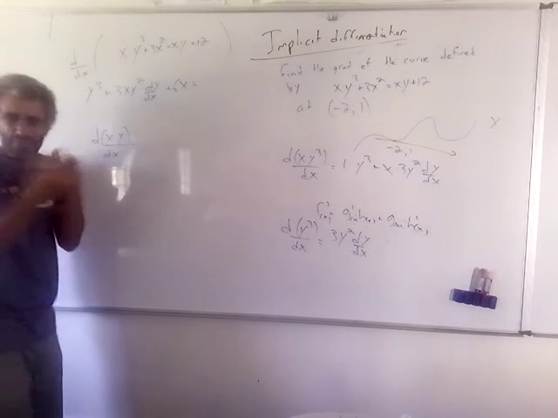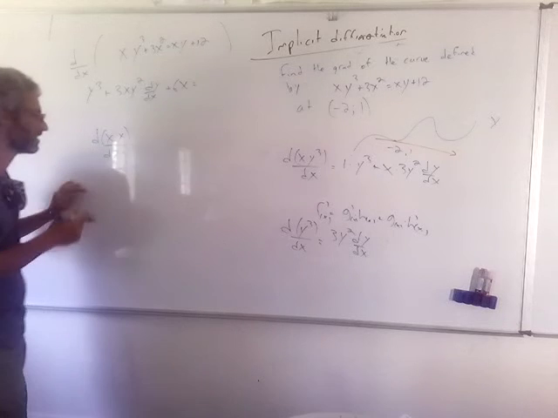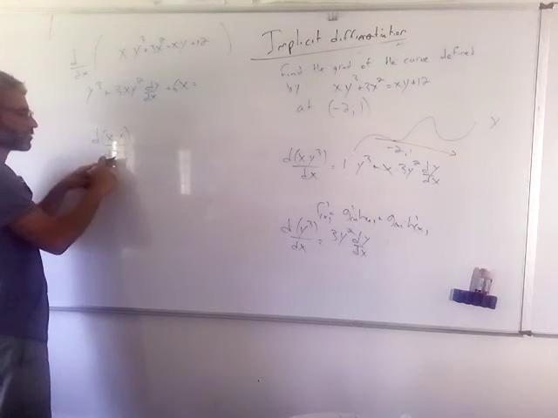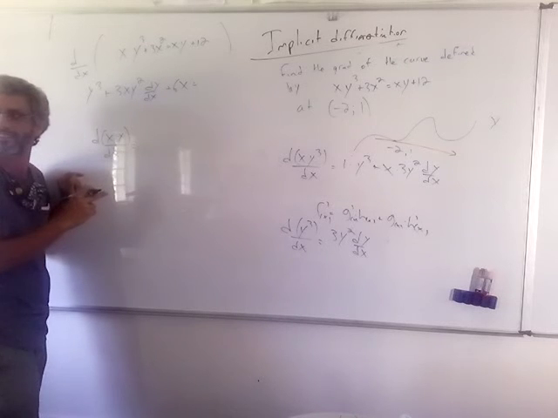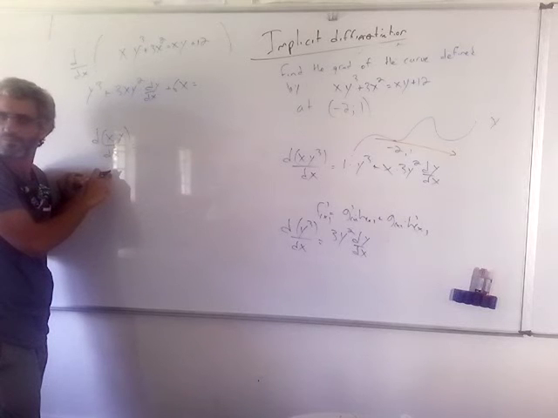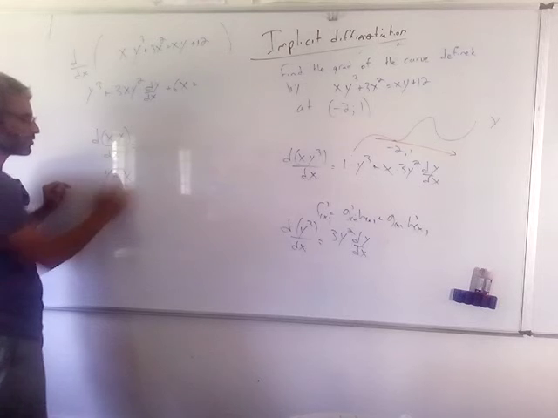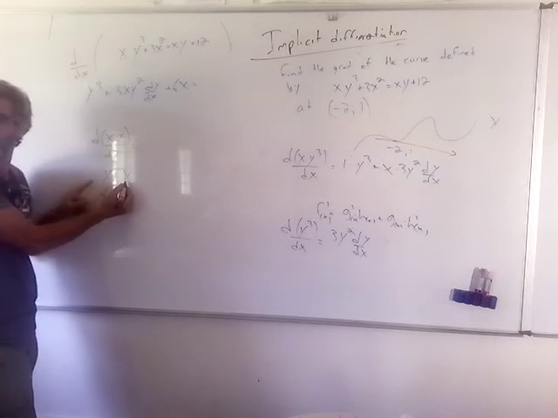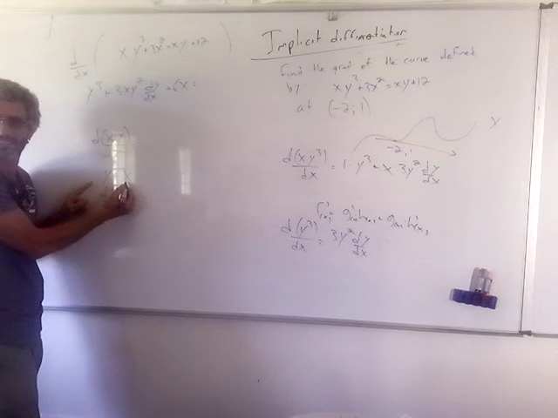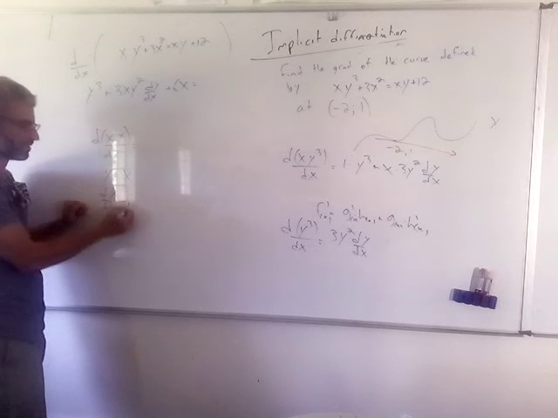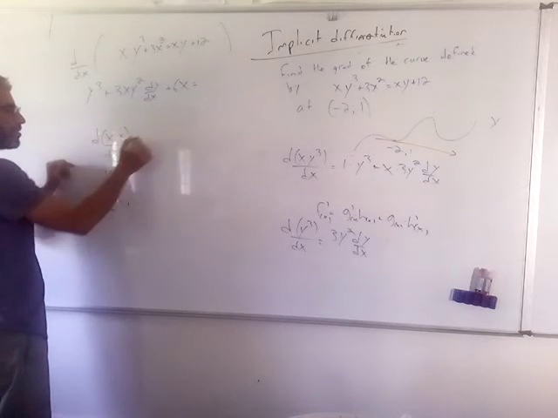Every time x and y's are mixed, it's a bit of a headache. Again, it's a product rule, x times y. So I've got to do the derivative of x with respect to x. What is dx to dx? If let's say y was equal to x, what is dy to dx? How do you do the derivative of x? It's just 1. So the derivative of x is just 1.